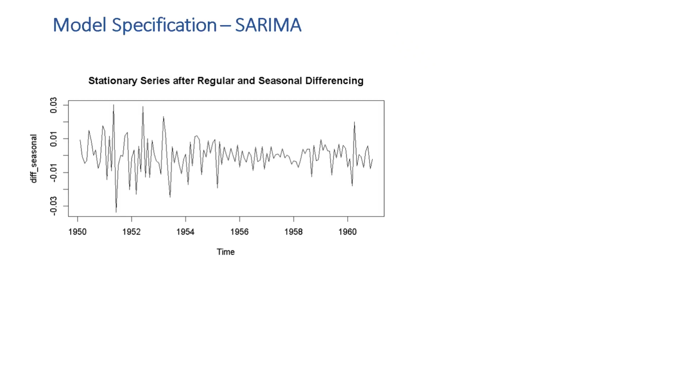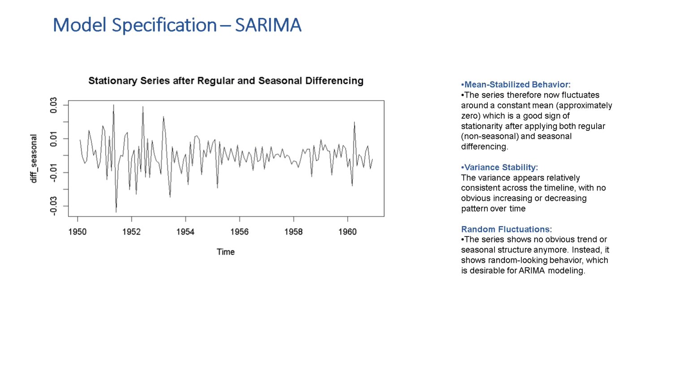For the model specification, since the series exhibited clear evidence of seasonality, we explored SARIMA modeling. And as mentioned before, we had to apply first order differencing as well as seasonal differencing to remove the non-stationarity and seasonality in the data. This helped us in stabilizing the variance of the data.